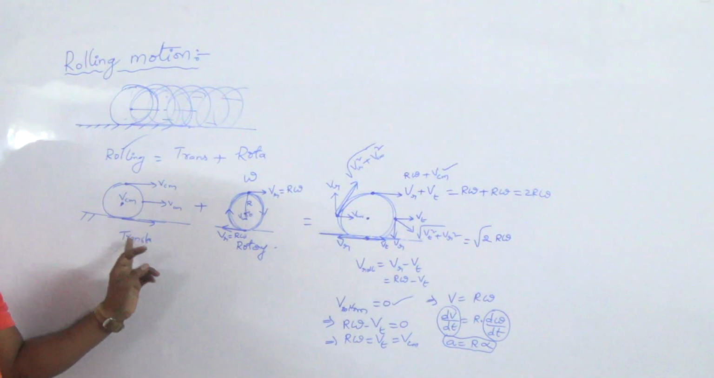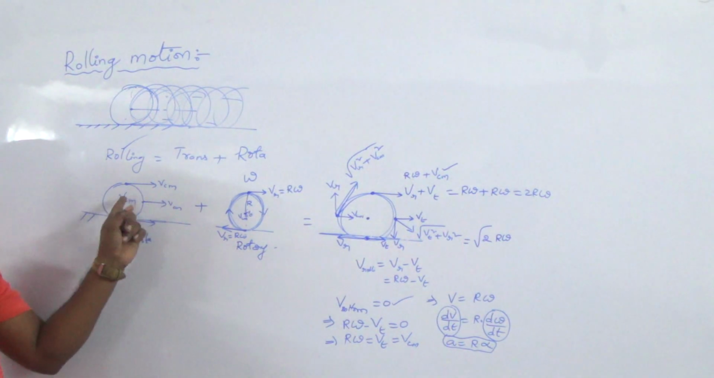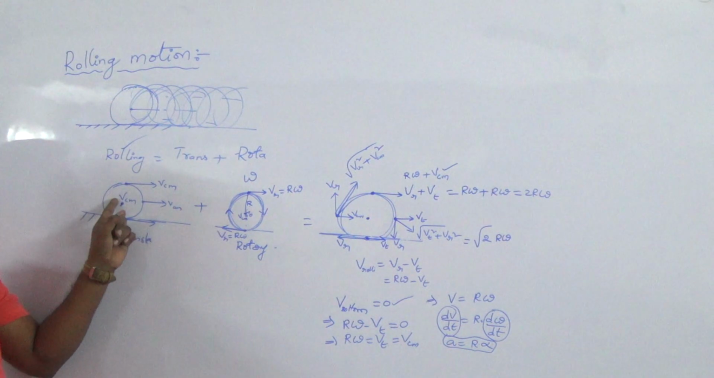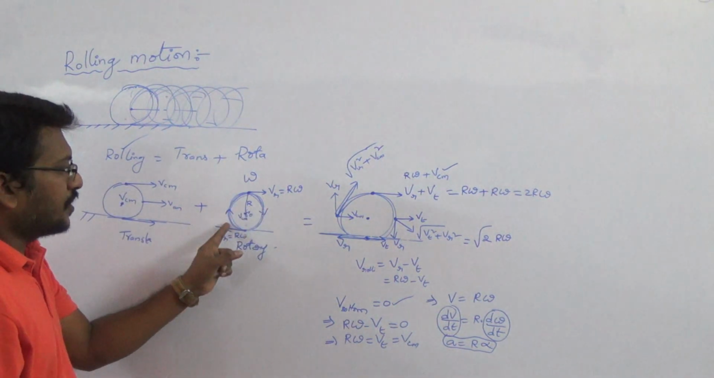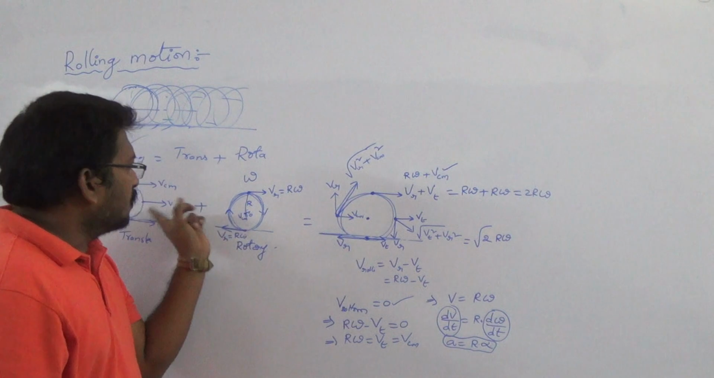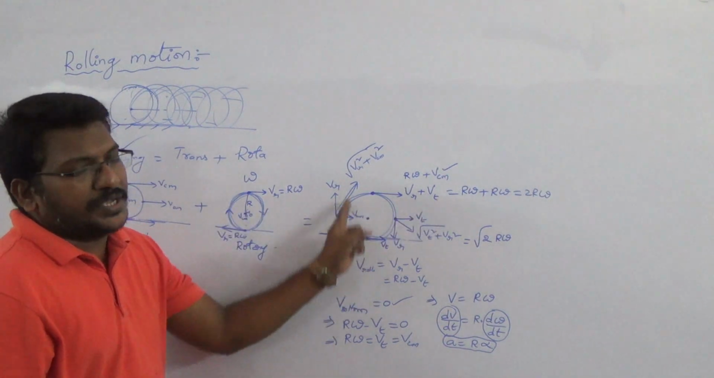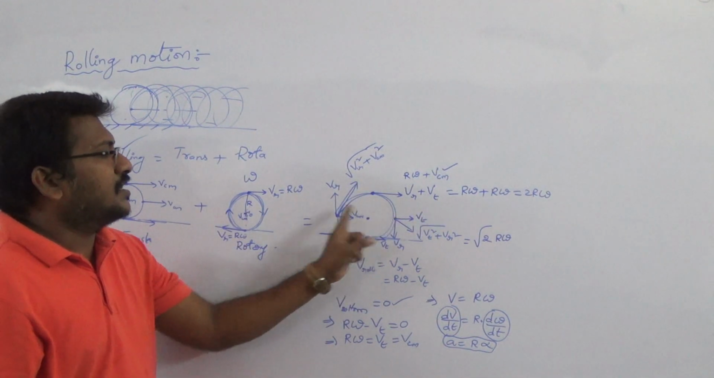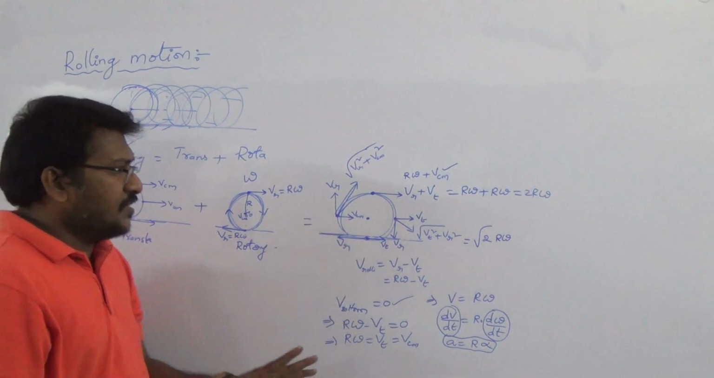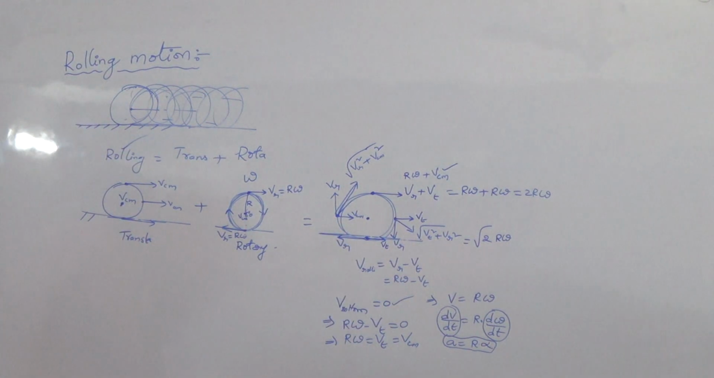So rolling motion is translatory plus rotatory. In translatory motion, the velocity of the particles is one thing; in rotatory motion, the velocity of the particle is another. In rolling motion, both are combined. The velocity of the particles at the highest point, at the bottom, at one side, at this side, like that. For example, what is the velocity of the particle?